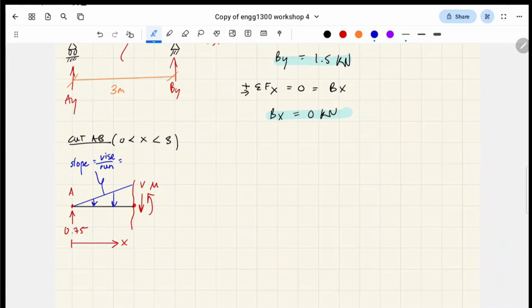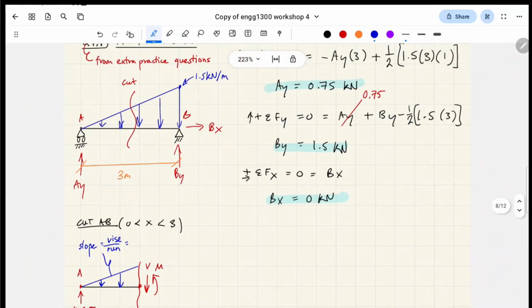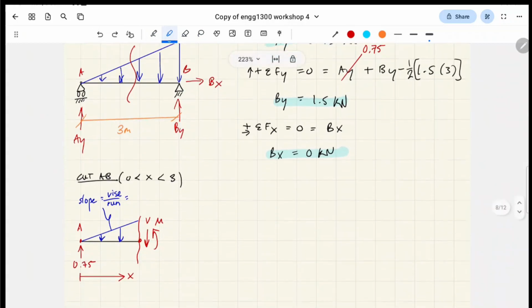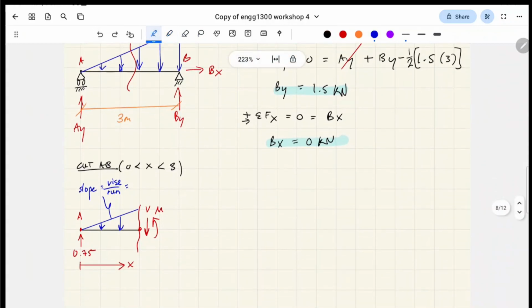And so, if we look on our free body diagram, the rise is 1.5, and the run is 3 meters. So it's the same slope as what's represented on our free body diagram. So the slope is 0.5. I wouldn't include units, just say the slope is 0.5.